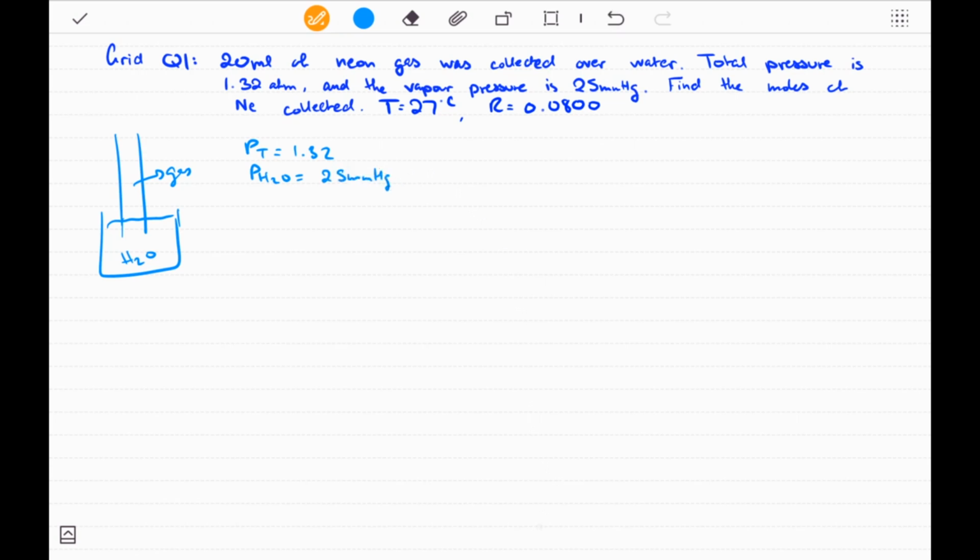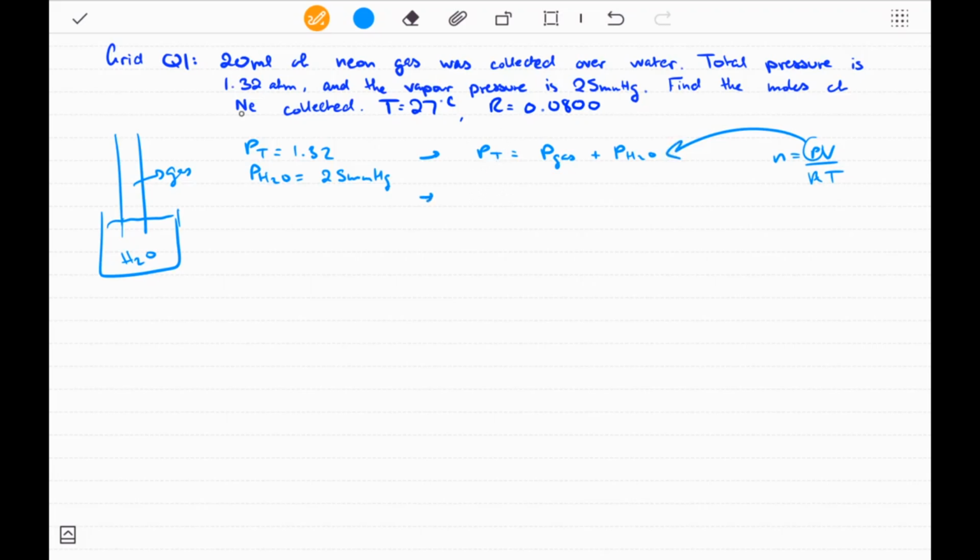So the only equation you need to know for this is that the total pressure is always an addition of the pressure of whichever gas you have and the pressure of the water. And since they want us to find the moles of Ne, we're going to have to use PV is equal to nRT. And we have all three values except for P. And this is how we find P. So it's a direct substitution.